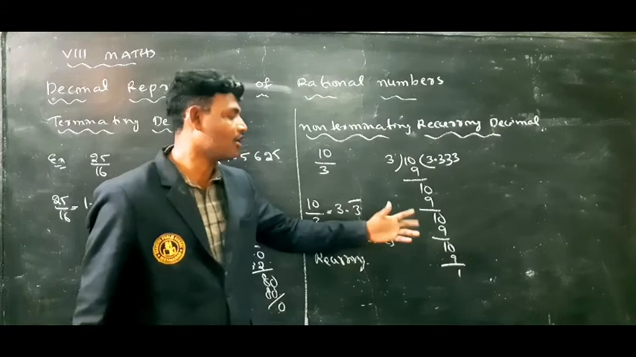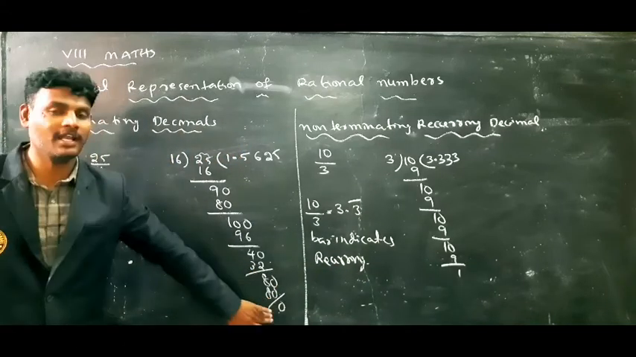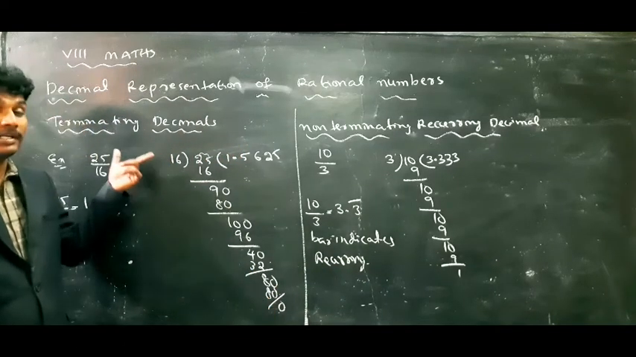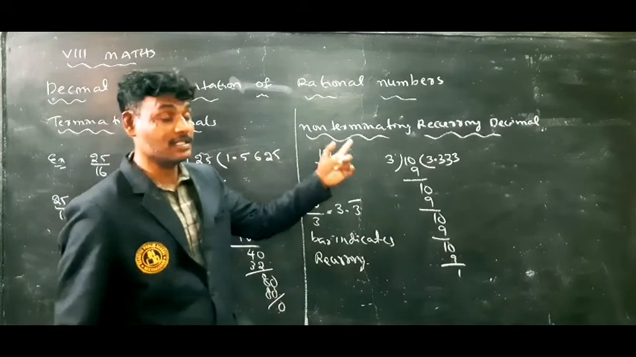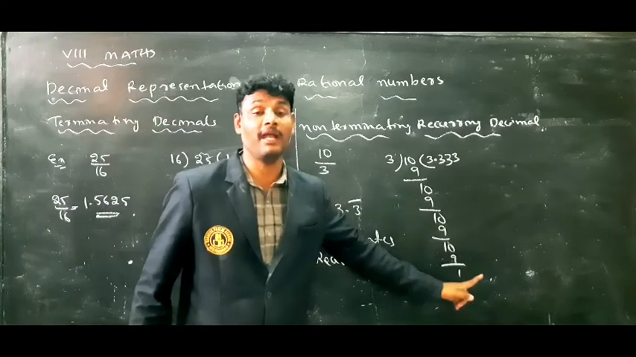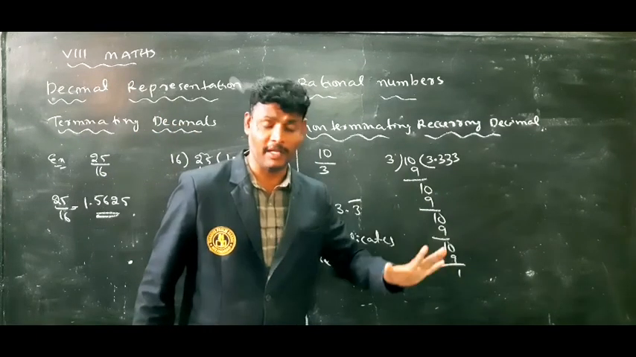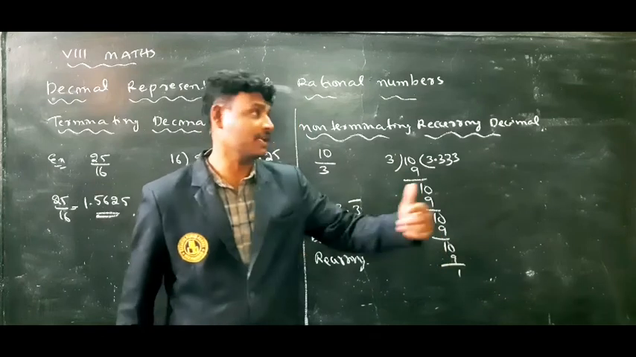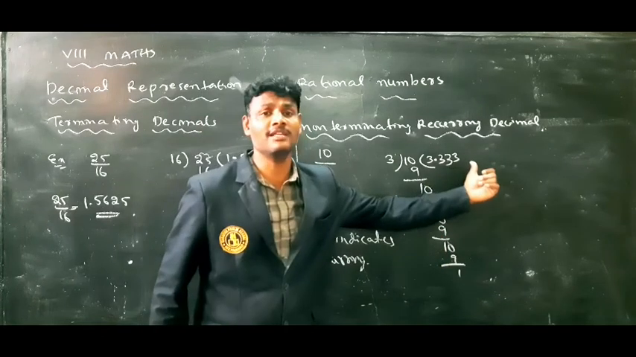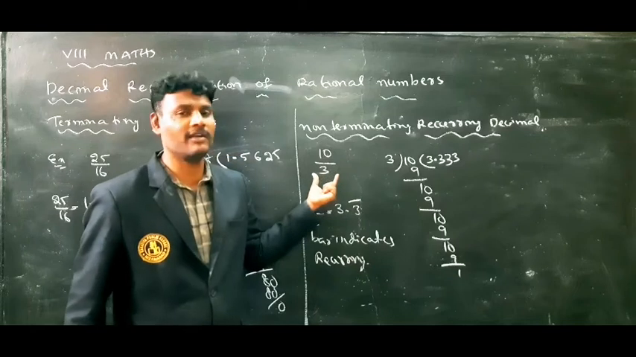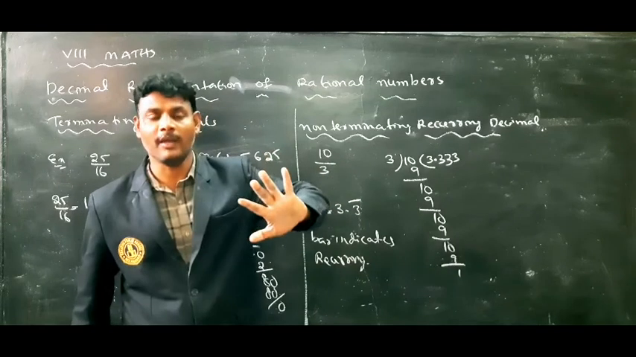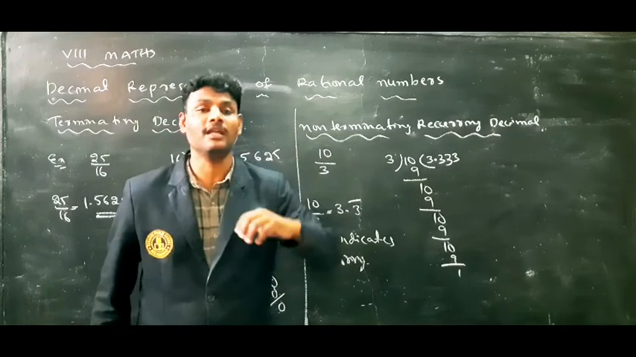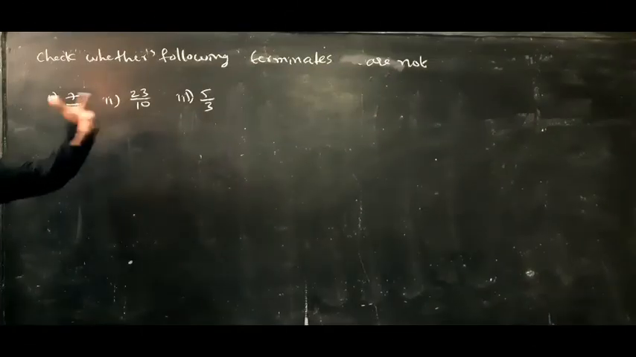In the first case the final remainder is 0, so this is called a terminating decimal. But in the second case the final remainder is not 0, which means it is non-terminating. But what is repeating here? 3 is repeating. So these types of decimals are called non-terminating but repeating or recurring decimals. Whether the following terminate or not.